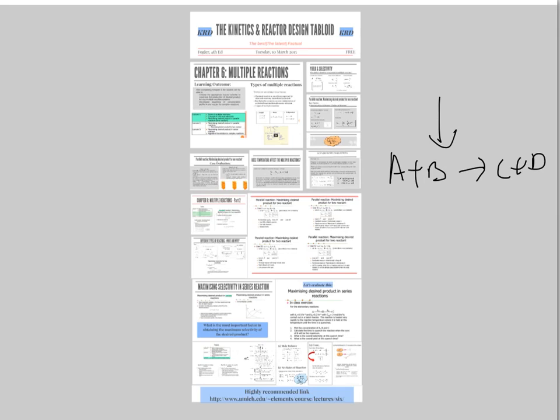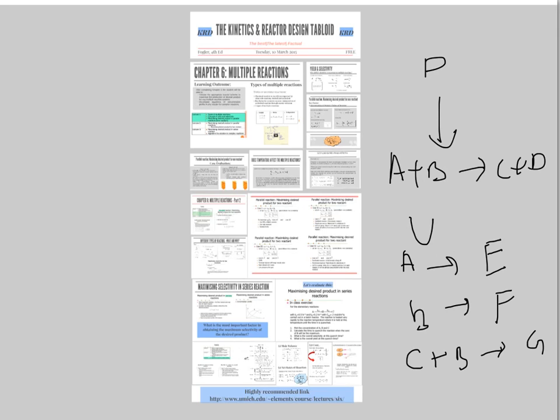one desired reaction, and there are several undesired reactions, which can probably be like A goes to C, A goes to E, for example, and B maybe goes to F, or maybe C, instead of becoming the product, it will also react with another component like B, and it will produce G, for example. So these are all the types of multiple reactions, including this, and this is the undesired reaction.